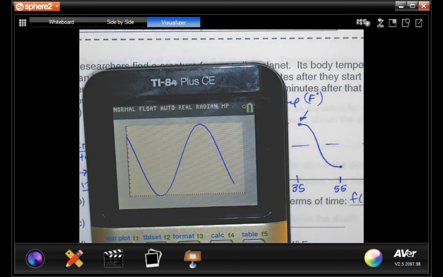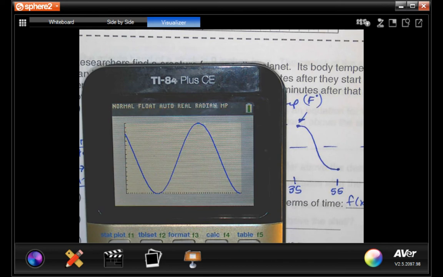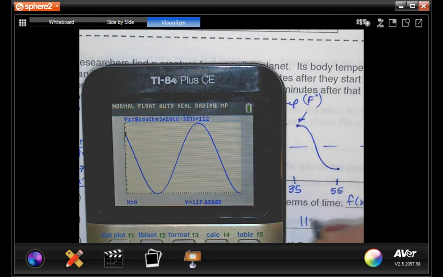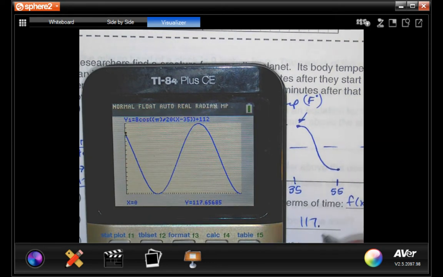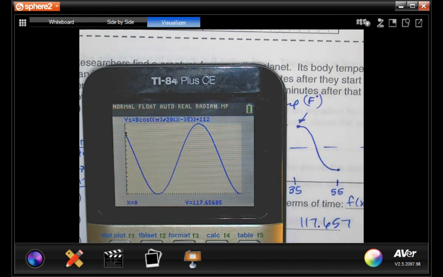Okay, so what does it ask us? When time equals 0, what's the temperature? What do we do? Table, second values, or just trace and then type in the number 0. But yeah, you can go to the table, it's fine. Any of those would work. 3 decimal places: 117.57. So always round to the thousandths. Okay.